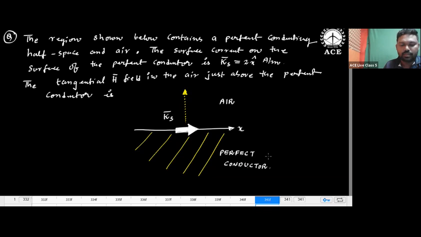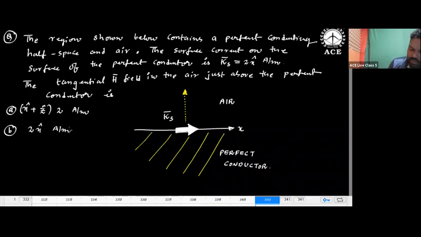Options are provided. Option A is x cap plus z cap by 2 ampere per meter. Option B is 2x cap ampere per meter. Option C is minus 2 z cap ampere per meter. Option D is 2 z cap ampere per meter.